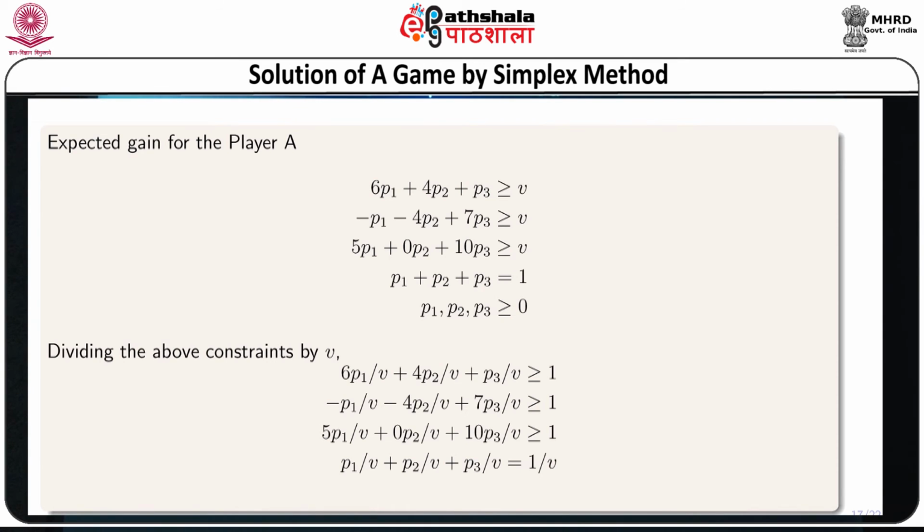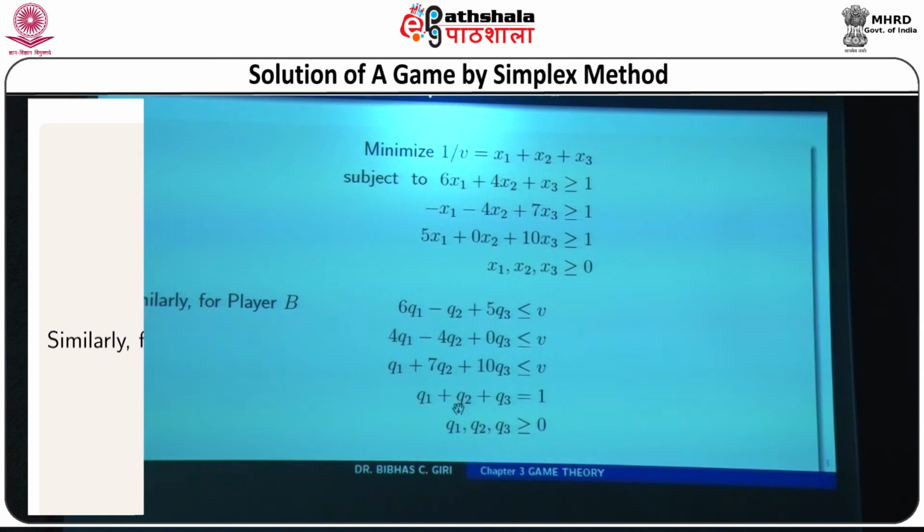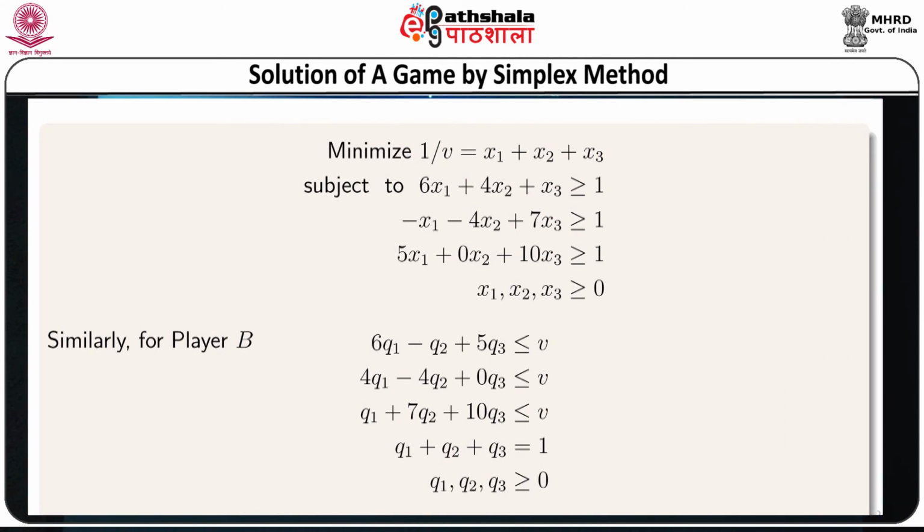And now, we formulate the game for the player A as minimize 1 by V equal to x1 plus x2 plus x3, assuming P1 by V as x1, P2 by V as x2 and P3 by V as x3, and subject to some constraints: 6 x1 plus 4 x2 plus x3 greater than equal to 1, minus x1 minus 4 x2 plus 7 x3 greater than equal to 1, 5 x1 plus 0 x2 plus 10 x3 greater than equal to 1, and x1, x2, x3 are all non-negative.